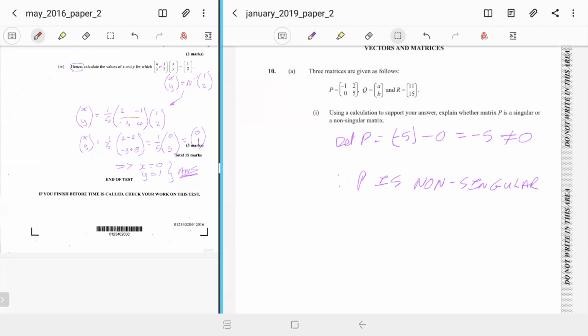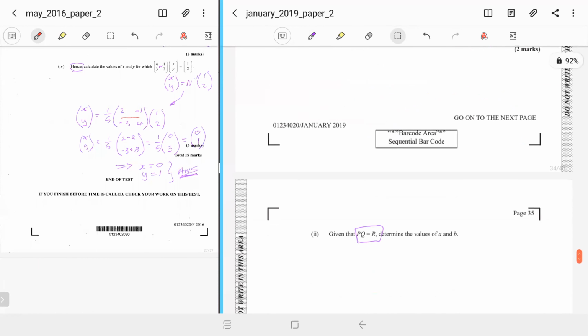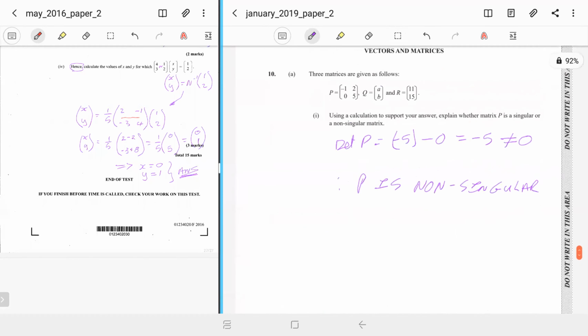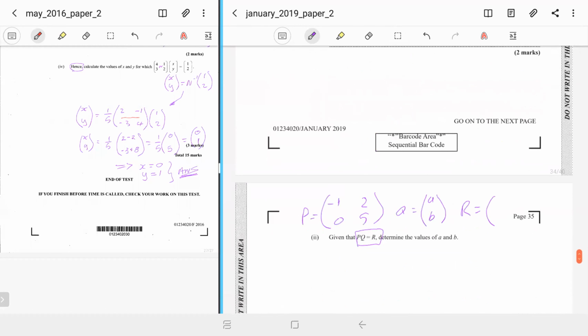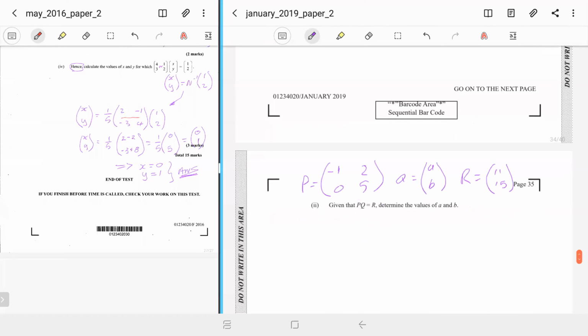P is -1205. Let's write them over. This is P. Q is AB. And R, what is R again? R is 1115. And now the question is telling us that PQ is equal to R. I must find the value of A and B.